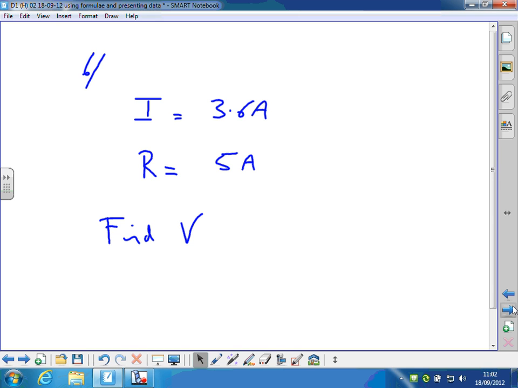This one, Ohm's law. Daniel? V equals IR. You need to remember that, please. V equals IR. So therefore, if I want to find a voltage, that means I've got to do what with I and R? Multiply them together. 5 times 3.6 in my head, times it by 10, 36, and then half it, 18. 18 volts.